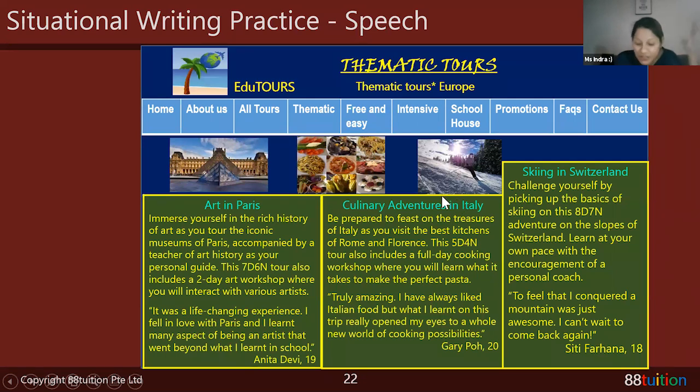So we have all these different tours over here. You have art in Paris, culinary adventures in Italy, and skiing in Switzerland, right? Basically 1, 2, 3. You're not exactly required... I can give you 1 minute just to read through what is on the page, but this is actually not what is required of you.